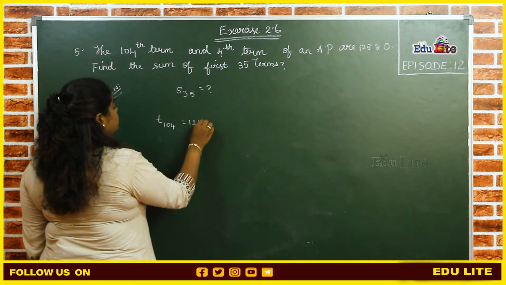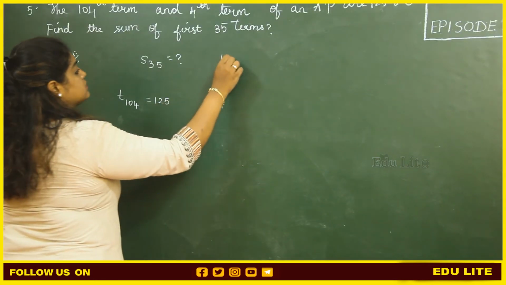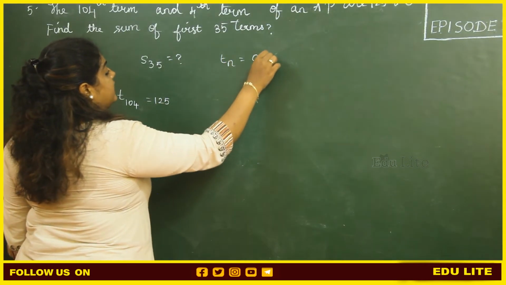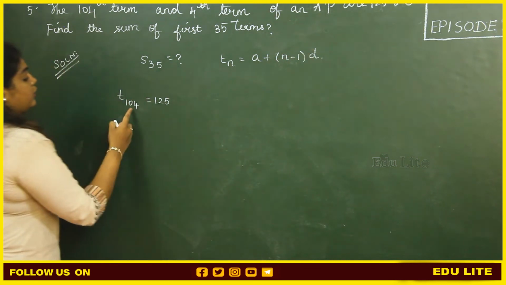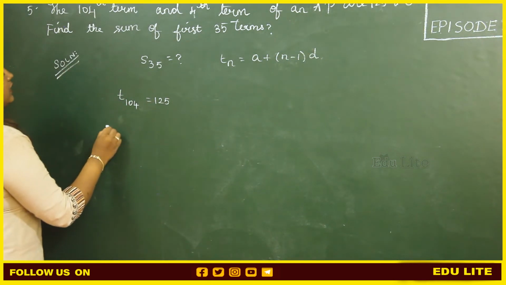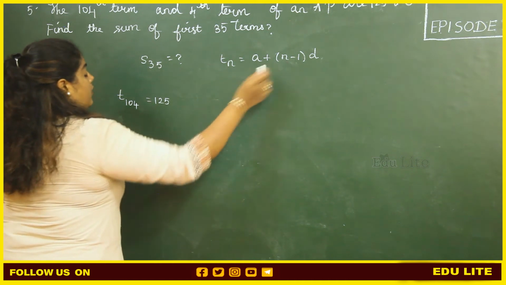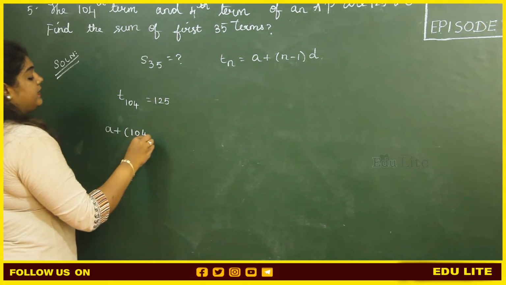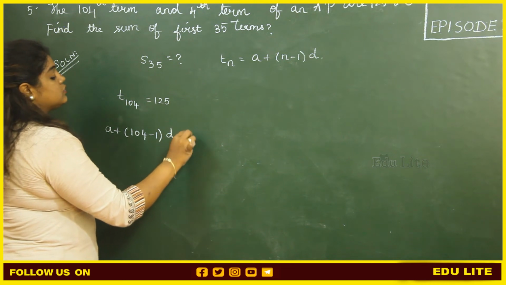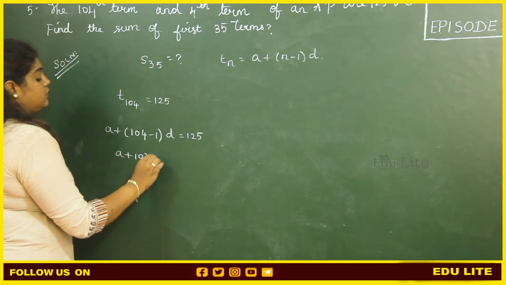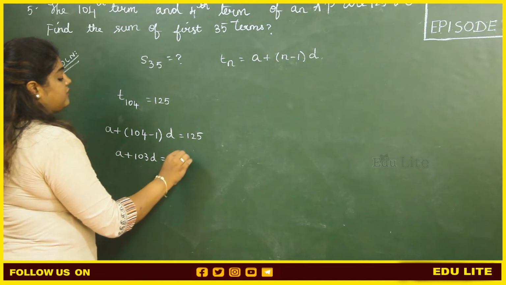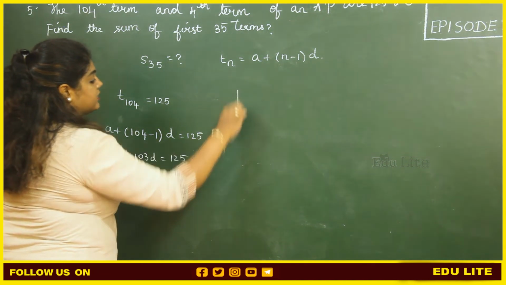Now what we are going to do on the left hand side is use the formula of Tn as A plus n minus 1 into D. So the n value here is 104. Therefore A plus 104 minus 1 into D equals 125. A plus 103 into D equals 125. This we will consider as equation 1.